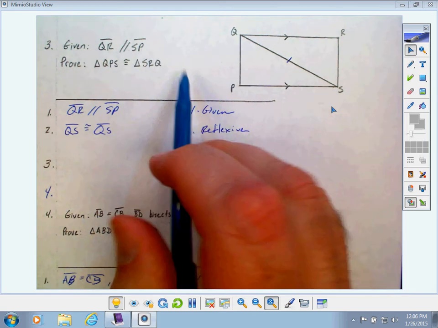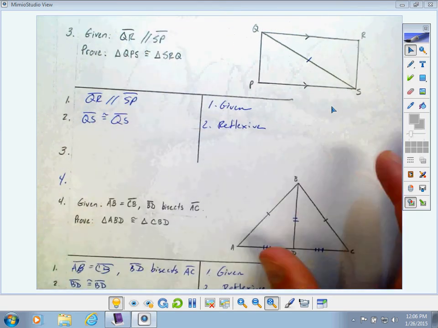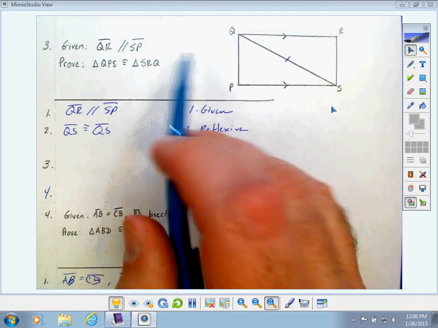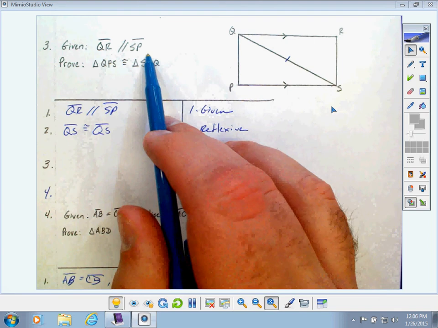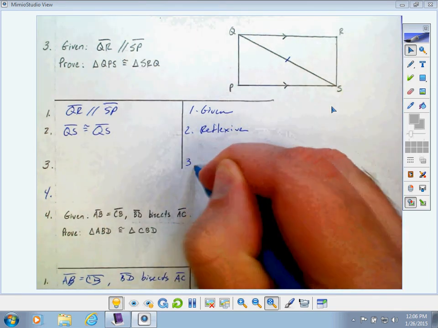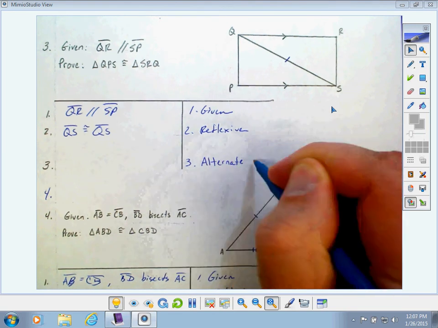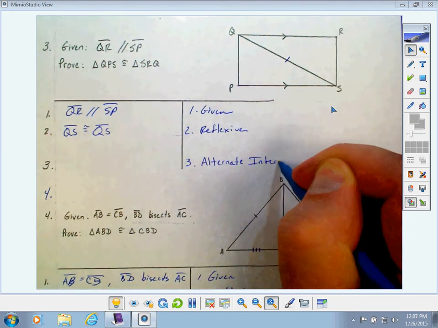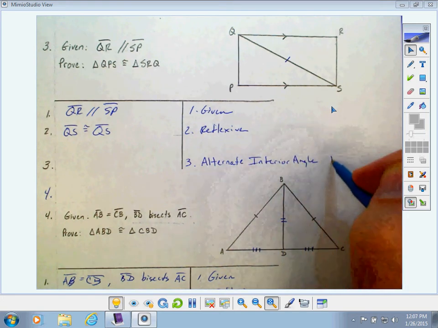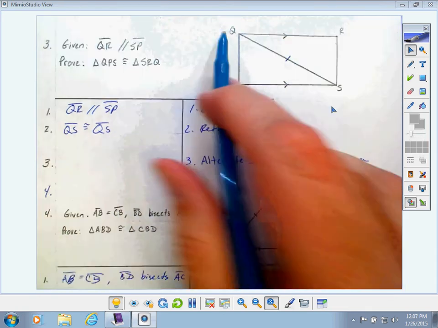When you see parallel lines like this, if you notice in the given there's nothing else here, there's no midpoint, there's no bisector, none of that can show up in your proof then. So when we see a pair of parallel lines, it's a giveaway to the alternate interior angles theorem. And the only question is, what angles are alternate interior? They're formed around a diagonal line like this one.